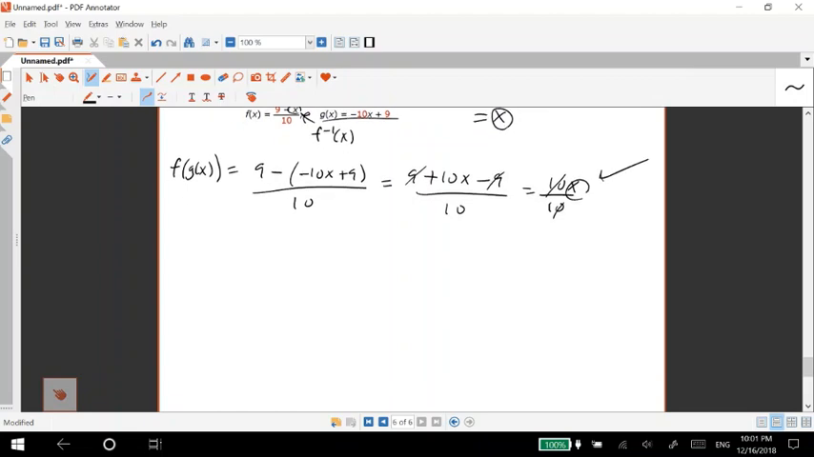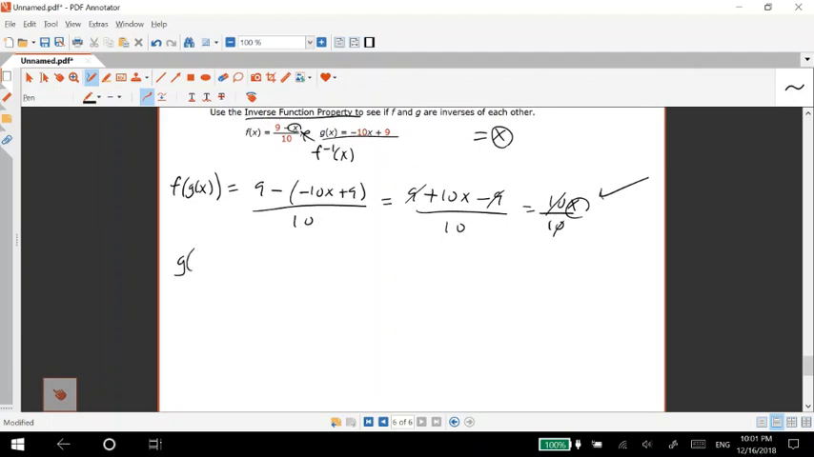Let's try it the opposite way. So let's say g of f of x. So we have negative 10x, except we're going to replace our x with our inverse function. 9 minus x over 10 plus 9. Let's see what we got.